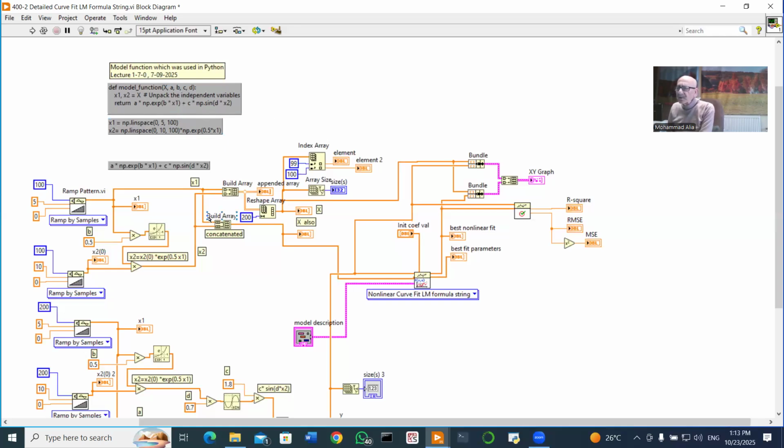So we use in LabVIEW the ramp pattern VI to generate an array within a given range between 0 and 5, as it is here in Python. And I have selected the number of samples 100. I think it is the same as in Python. So this is the output and is shown through the indicator X1 on the front panel.